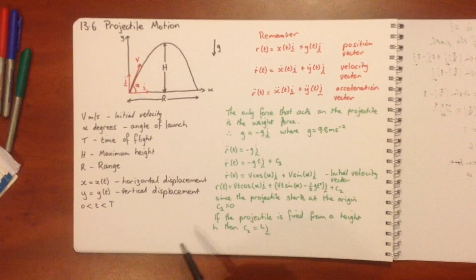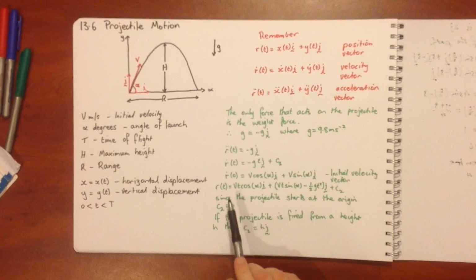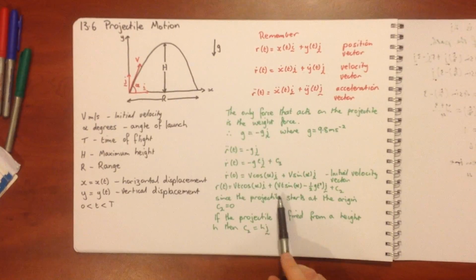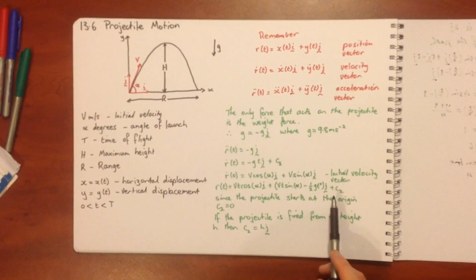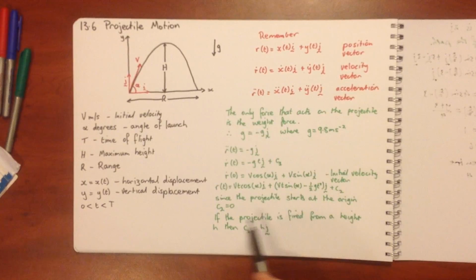We say that our position vector r of t is given by v t cos alpha i plus v t sine alpha minus a half g t squared j, plus C2. Since the projectile starts at the origin, we can say that C2 is 0. But if the projectile is fired from a height h, then C2 is going to equal h j.